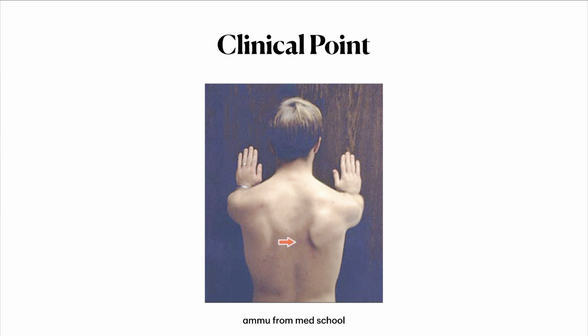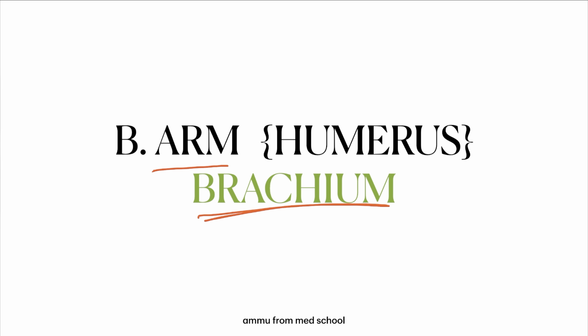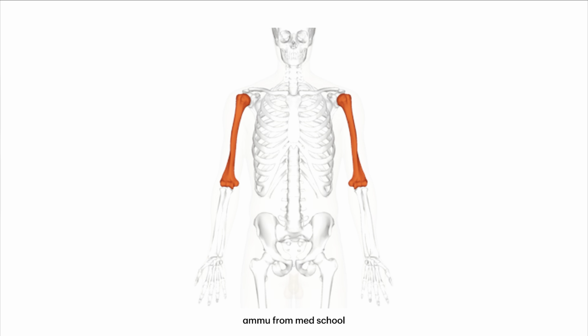Moving on to the clinical significance, you have winging of the scapula. This is the winged scapula, which is caused by long thoracic nerve palsy. Moving on to the arm, which is also called the brachium, it has only one bone, the humerus. This humerus connects to the radius and ulna distally and the shoulder joint proximally.